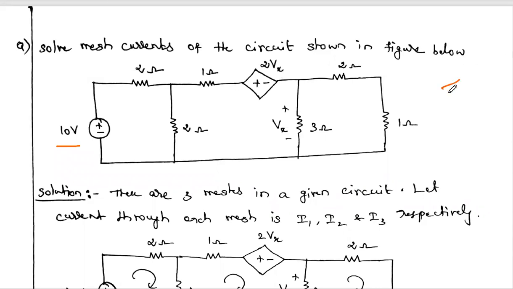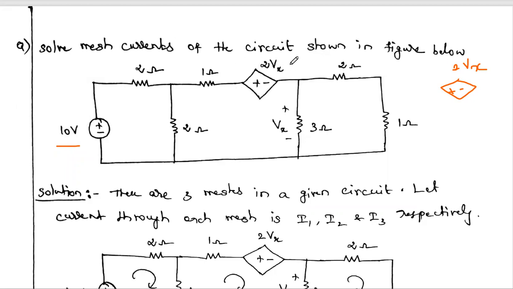Within this square box, plus minus and 2 Vx is written. So what does this mean? This is called a dependent voltage source. If a circle with plus minus is given, this is called an independent voltage source. If the symbol is like this, it is called a dependent voltage source.